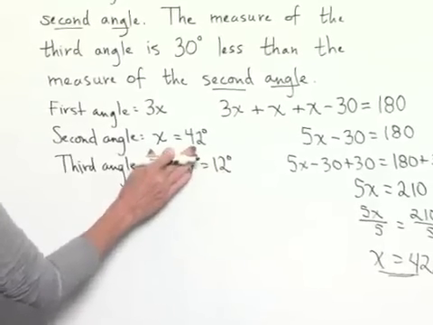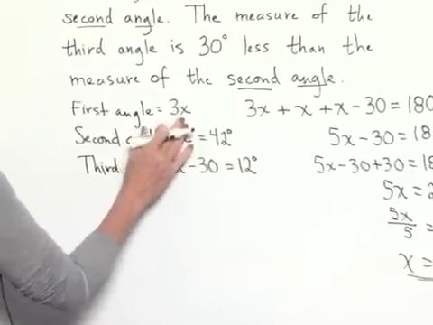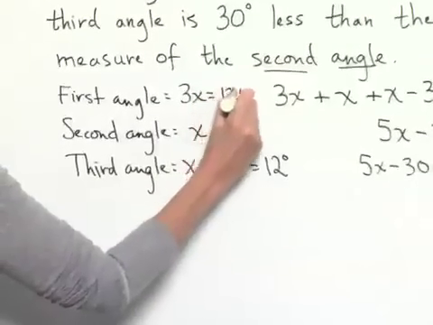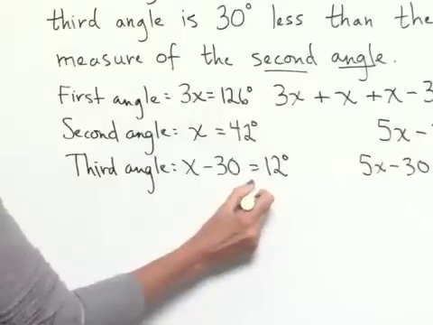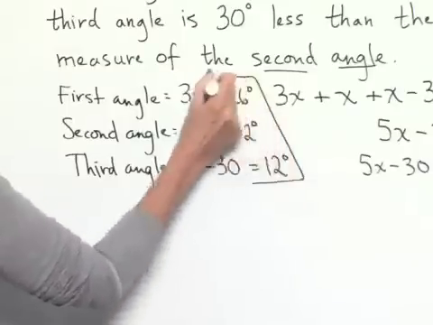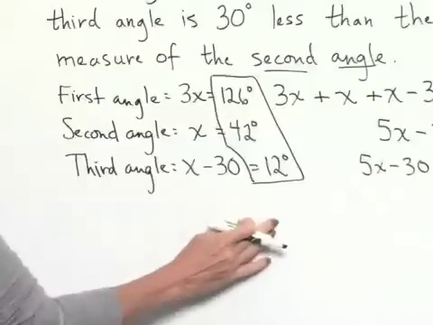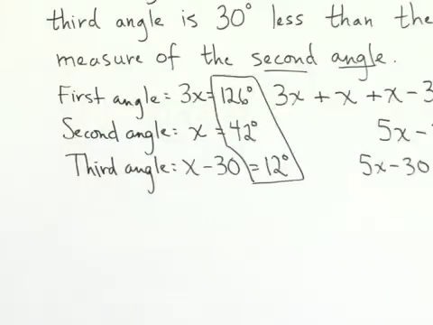We can take the measure of our second angle multiplied by 3 to give us the measure of the first angle, 126 degrees. One thing you can do is double check yourself by taking the measure of these 3 angles and ensuring that you do end up with 180 degrees, which is the case. So we've solved the problem.